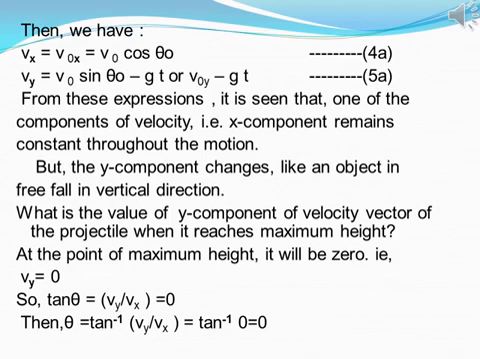Then, what should be the value of the y component of the velocity vector of the projectile when it reaches the maximum height? At the point of maximum height, it will be equal to 0. That is, vy is equal to 0. Then, you know that tan theta is equal to vy by vx. In this case, tan theta is equal to 0. Then theta is equal to tan inverse 0, which is equal to 0.